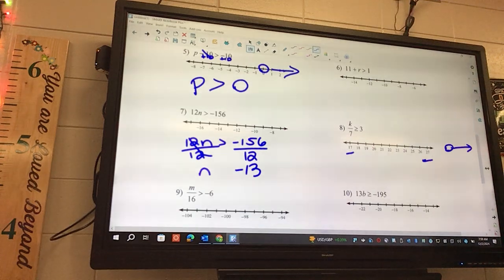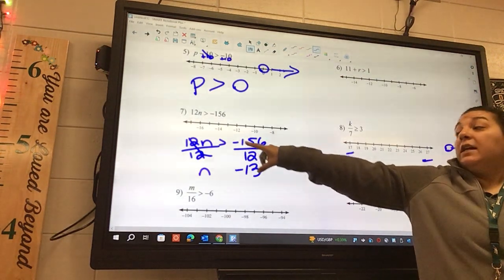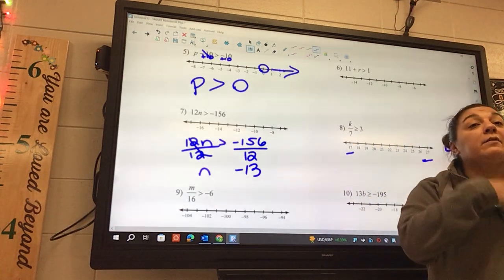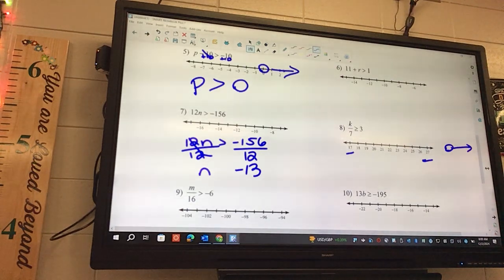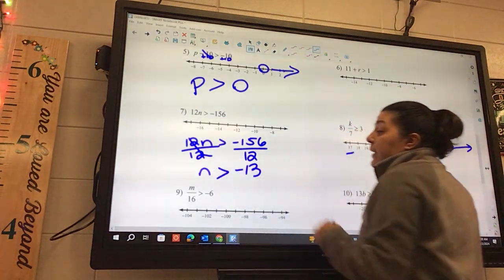We talked about it before. When do we flip our sign? When we multiply or divide by a negative number. So do we need to flip? No. Why not? Because positive. What is the number you're multiplying or dividing by? What number did we divide by? Positive 12. So even though my 156 is negative, even though my answer is negative, we divided by a positive 12. So we do not need to flip. Only if the 12 was negative would we need to flip. So our sign's going to stay the same.